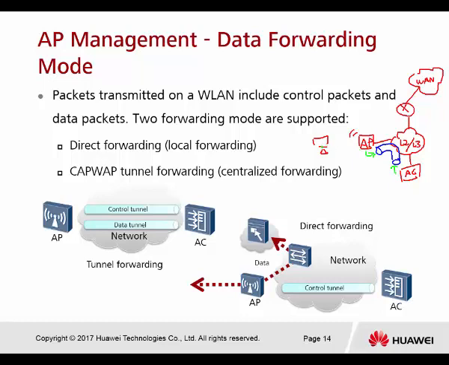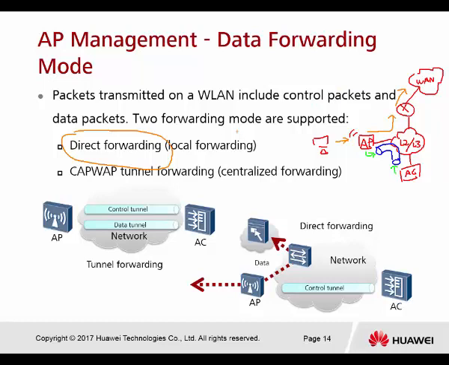Now, for the user frame, we call it a data frame. For the data frame, we have two options, depending on which mode you select. If right now you select the mode called direct forwarding, the user can send the frame to the AP, and the AP can directly forward your frame to the gateway and go online. So this is called direct forwarding.